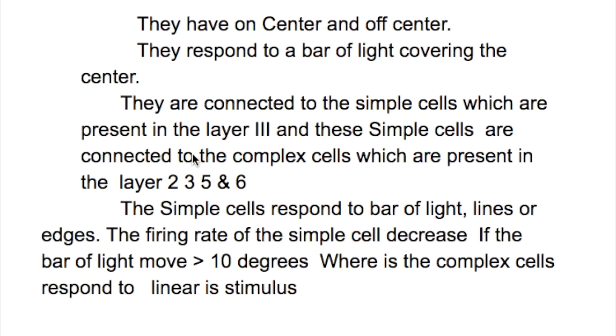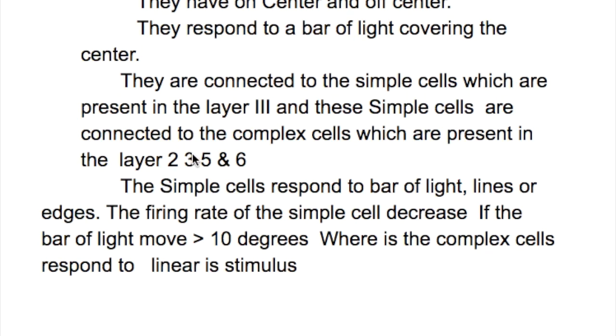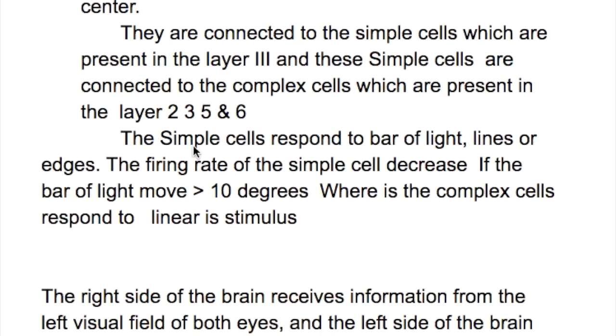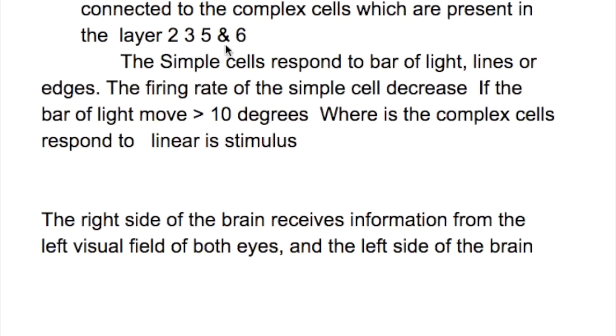Cells in the pyramidal layer 4 of the visual cortex are on-center and off-center cells. They respond to a bar of light covering the center. These cells are connected to the simple cells, which are present in layer 3, and these simple cells are connected to the complex cells, which are present in layers 2, 3, 5 and 6. Simple cells respond to bars of light, lines or edges. The firing rate of the simple cell decreases if the bar of light moves more than 10 degrees, whereas the complex cells respond to a linear stimulus.